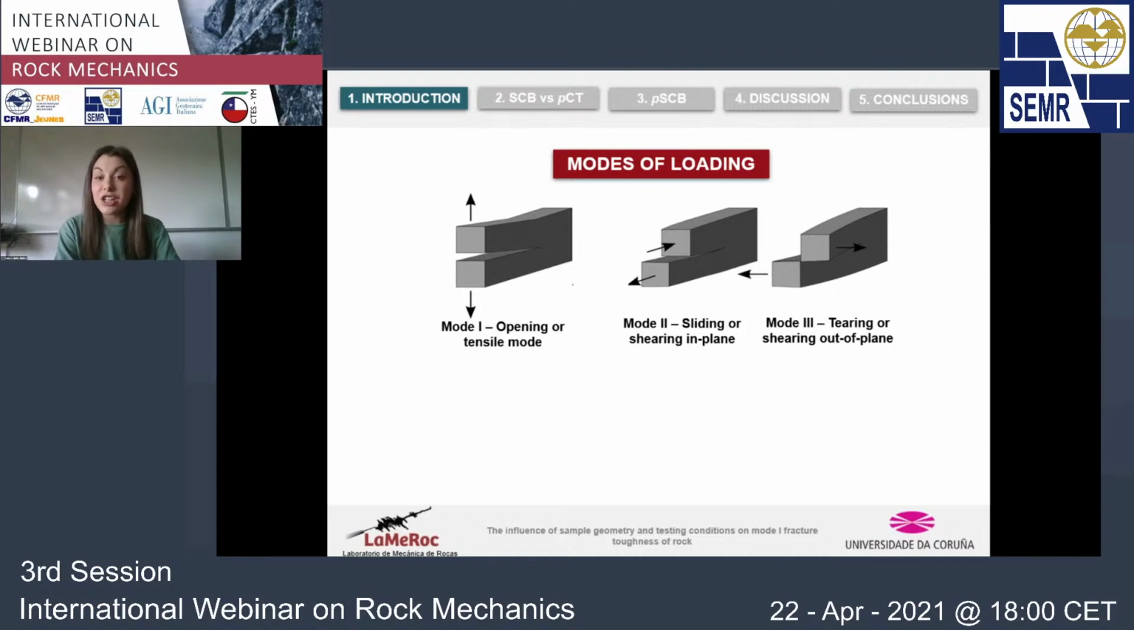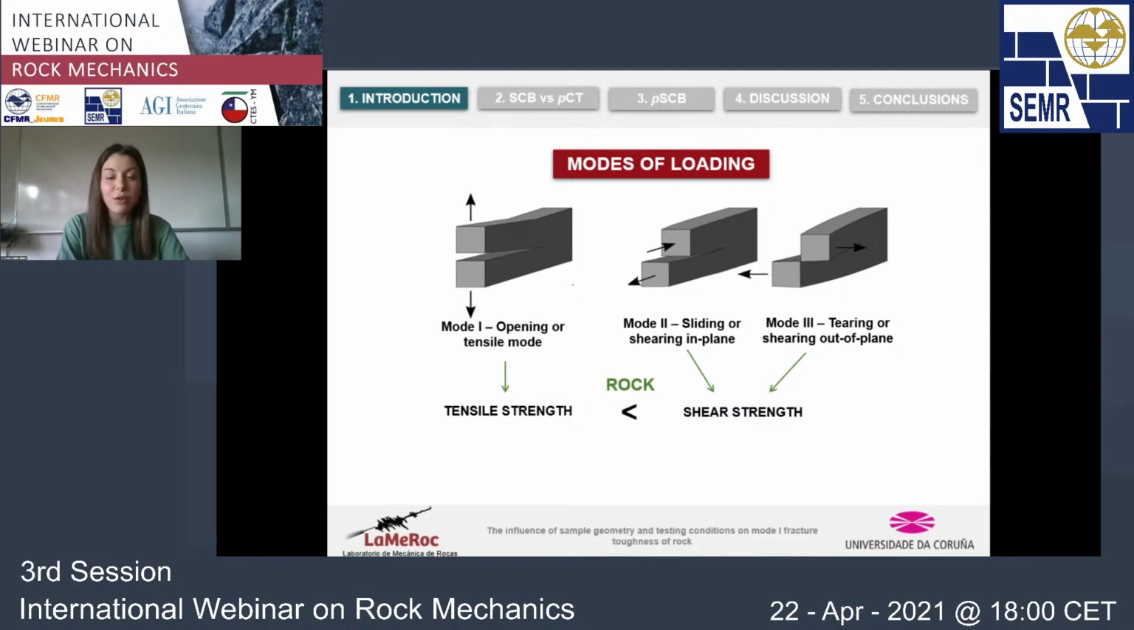But if we focus on the case of rock, which is the material that we are studying, as all of you may know, the tensile strength is comparatively lower than the shear strength or even the compressive strength. So for this reason, mode 1 fracture toughness is the most studied parameter in rock fracture mechanics.